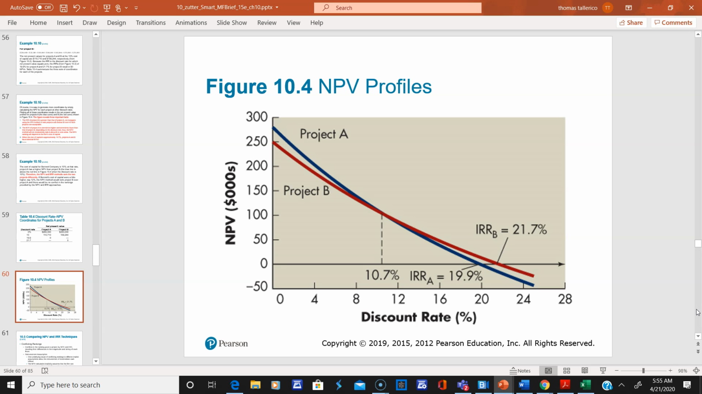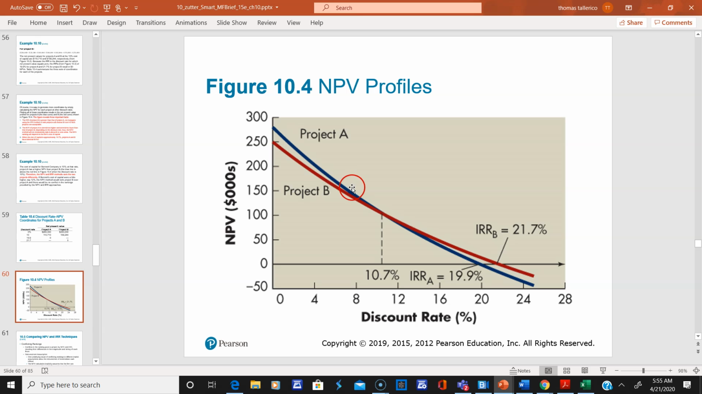Okay, so here's the graph I was talking about, and this is an important graph. Here's project A and here's project B. If your discount rate or cost of capital is below 10.7%, you would choose project A. Everyone see that it's got a higher net present value? Look at the blue curve. Everyone see that? This is why there are conflicts and why it's important to graph everything.